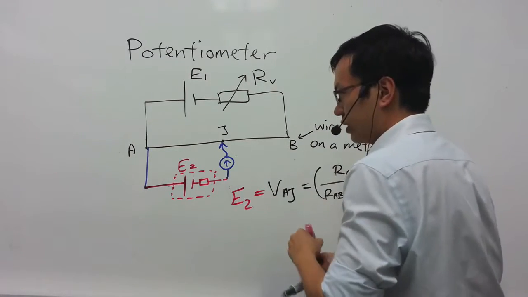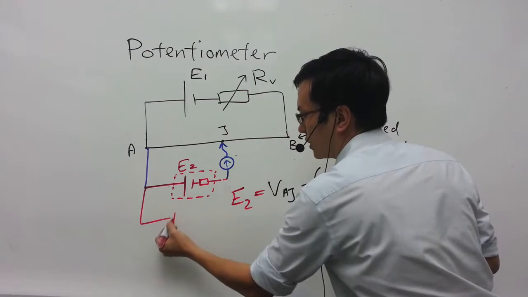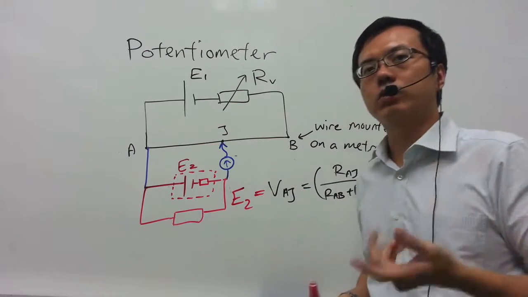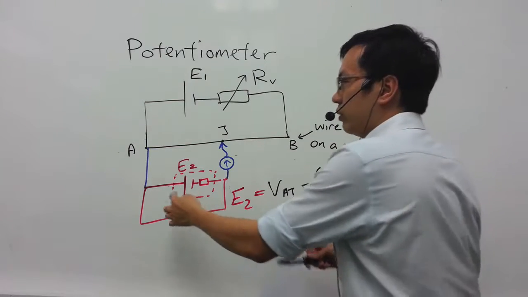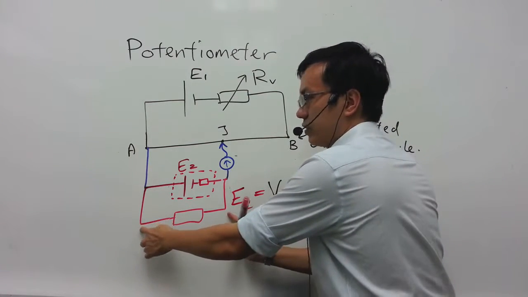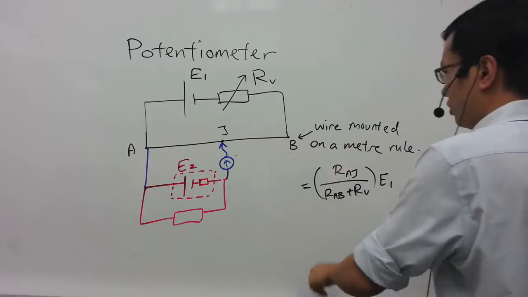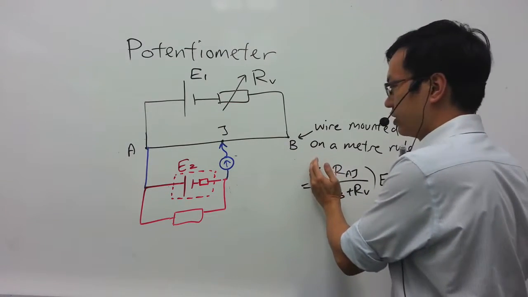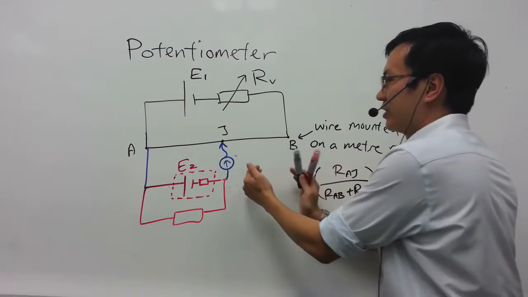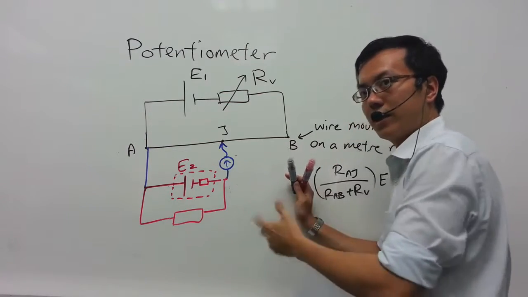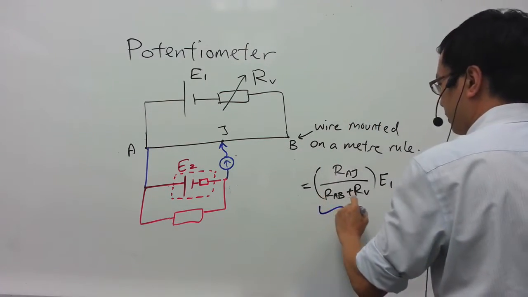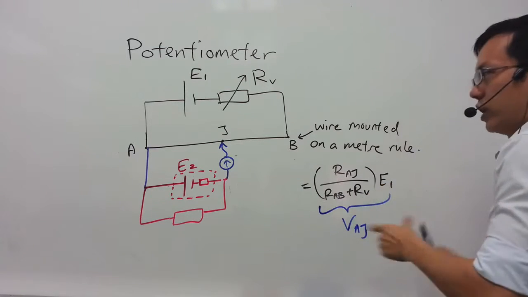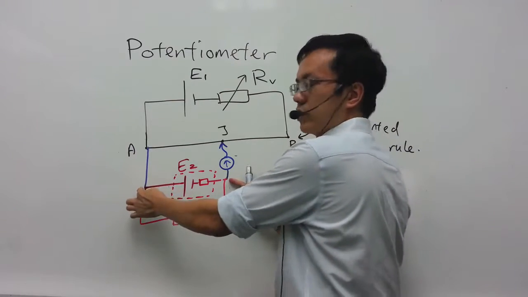However, if we're going to connect another resistor in parallel to E2, the potential difference across AJ is now not going to be equal to E2. Instead, it will be the potential difference across the external resistor over here. So usually what we do is we form an equation with the potential difference across AJ on the right and the potential difference across what we're trying to measure on the left. This is the potential difference across AJ. We're going to equate it to the potential difference that we're trying to measure here.